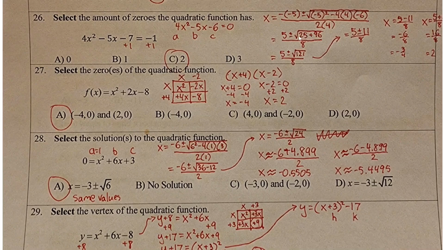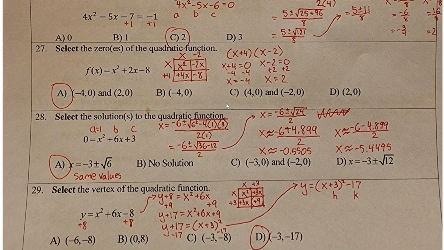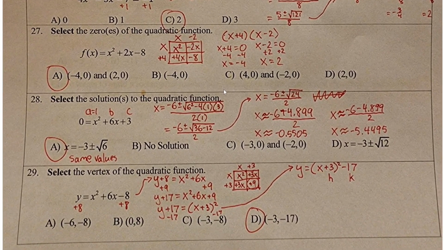If you have the square root of a negative, that's when you have no answers, because you can't square root a negative, so be careful of that. D was never going to be an option. You cannot get 3 answers with a quadratic. You can only get 0, 1, or 2. Number 27, we're almost there, asks us to state the zeros.